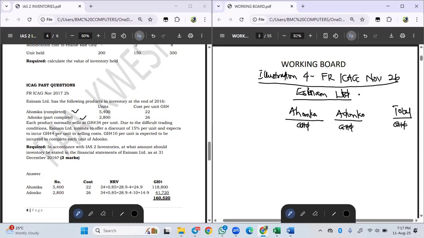Okay, so you see we have the inventories. We have three types, right? Raw materials, finished goods, and also work in progress. So you see they've written Ahunka completed, Adonko part completed. So Ahunka is the finished ones, the one you can sell to your final consumers. Adonko is part complete, so this one is work in progress. You've not finished the production yet. I hope you understand now.